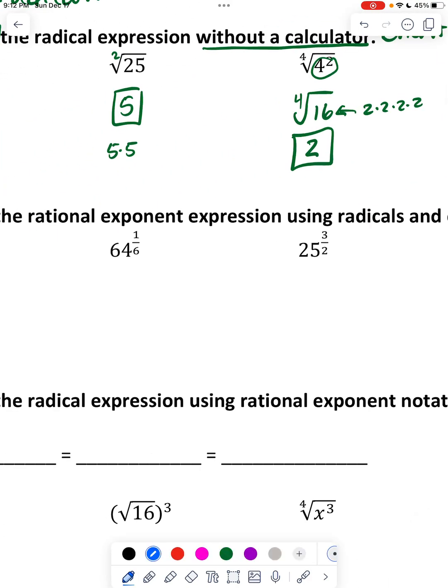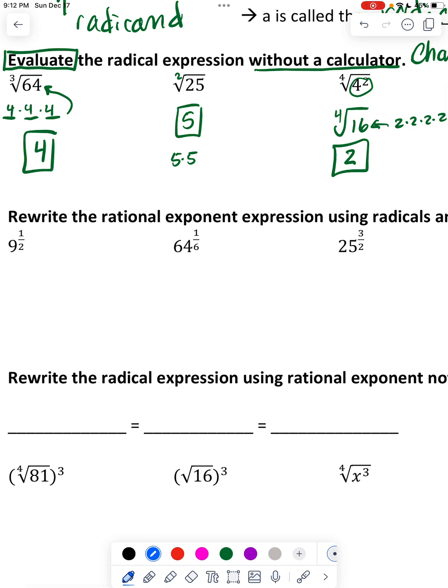Okay, so rewrite the rational exponent. All that means is fraction.